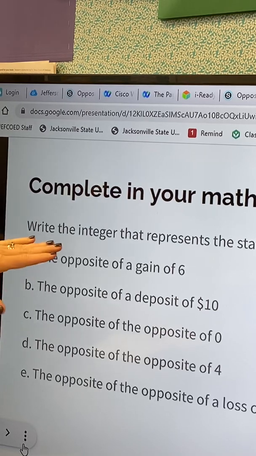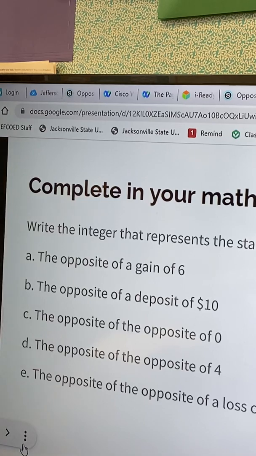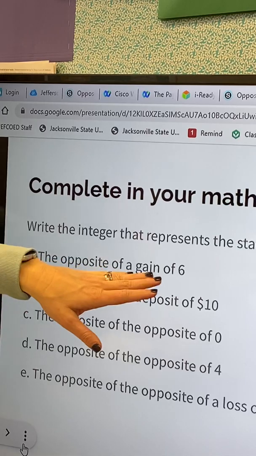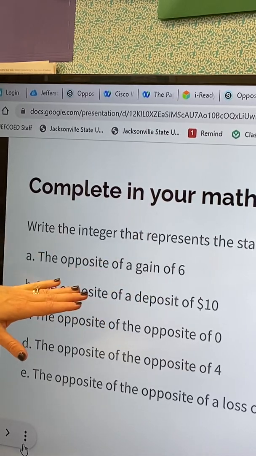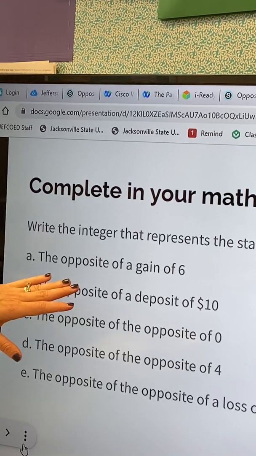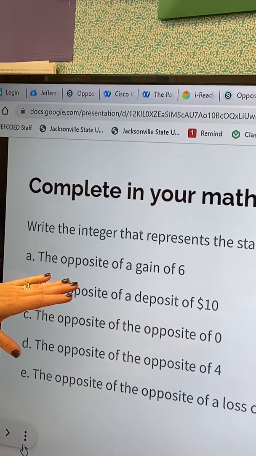All right, we're to write the integer that represents the statement. Just write the integer, not the opposite, not the opposite of the opposite. Just the integer. A, the opposite of a gain of 6. What is the opposite of a gain of 6? So what do we write? What integer? Negative 6.